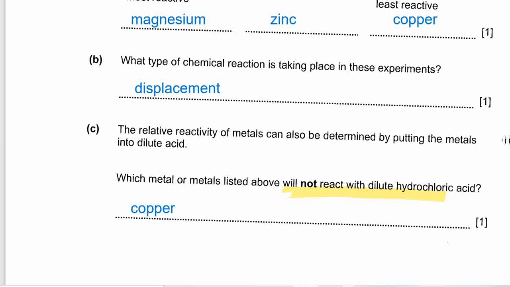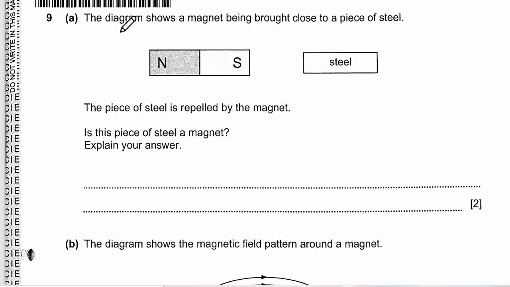Next, question 9. The diagram shows a magnet being brought close to a piece of steel. The piece of steel is repelled by the magnet. Is this piece of steel a magnet? Explain your answer.